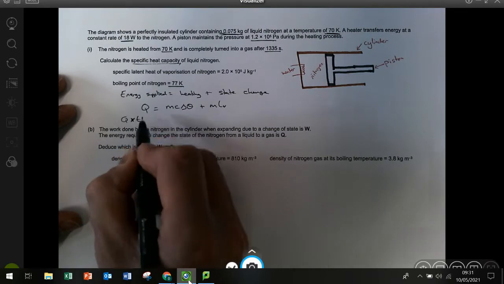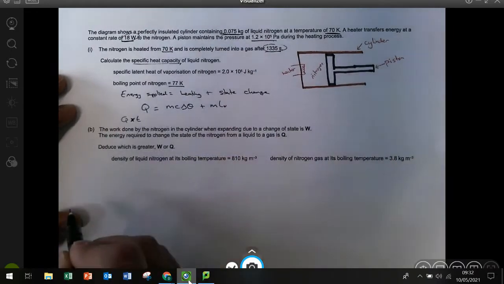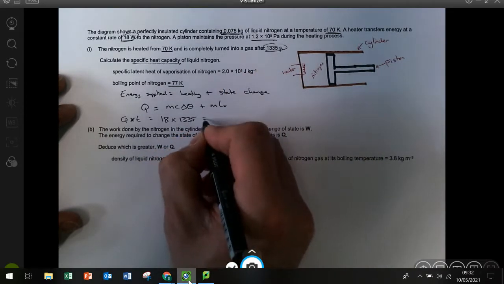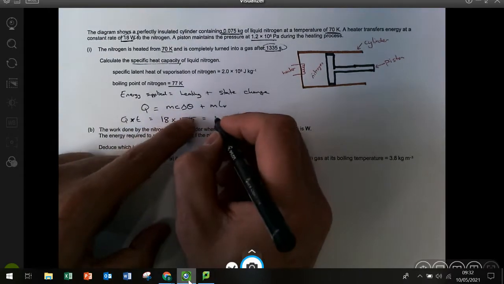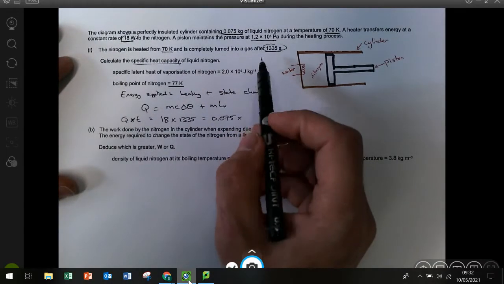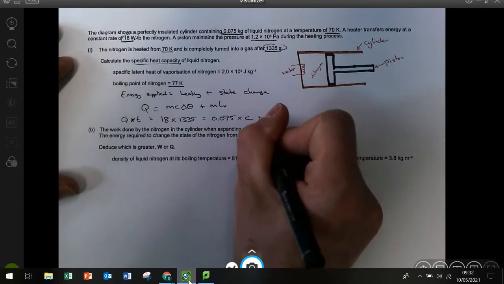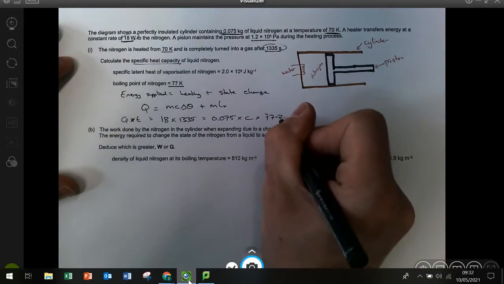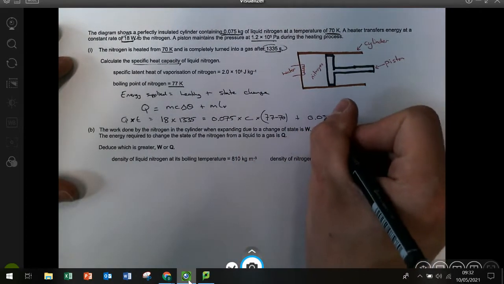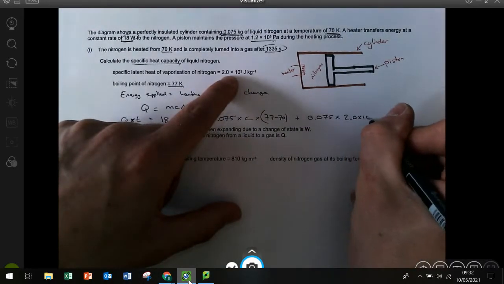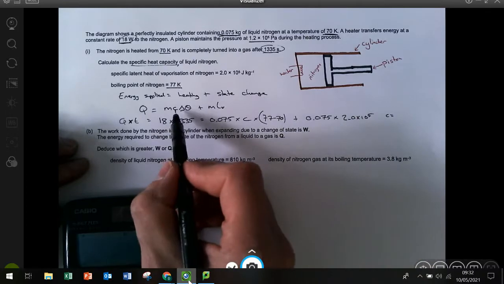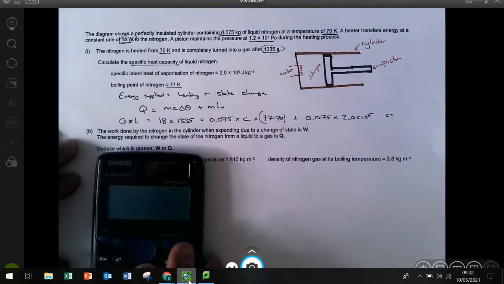How much energy is supplied in total? It's going to be power times time, because we've been given a power and we've been given a time. So the energy supplied is 18 watts times 1335. That's going to go into the temperature change, so 0.075 times the heat capacity, that's what we're trying to work out, isn't it? And the temperature change is 77 minus 70, which obviously is 7, but I'm just going to write that in so it's really clear to the examiner I know what I'm doing, plus the mass times the latent heat of vaporization. So now it's a case of solving for C.